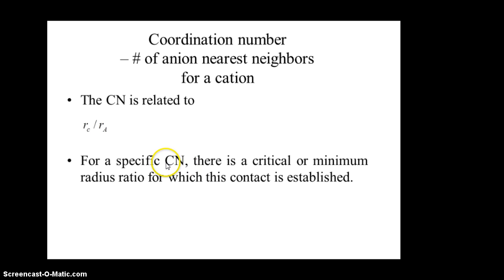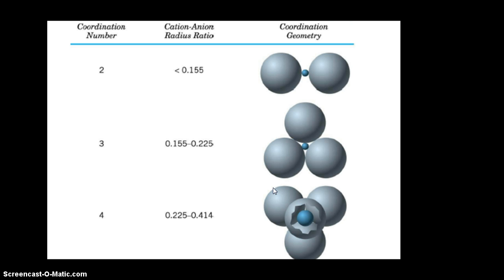Because we saw that as RC, the radius of the cation, got smaller, the ability to contact the anions was impaired, so to speak. So we know that for a specific coordination number, we can establish a critical or minimum radius ratio for where you will have contact between the cations and the anions. This figure shows the general range for the cation-anion radius ratio and how that range is related to the coordination number.